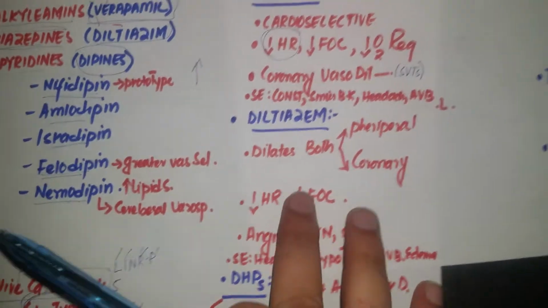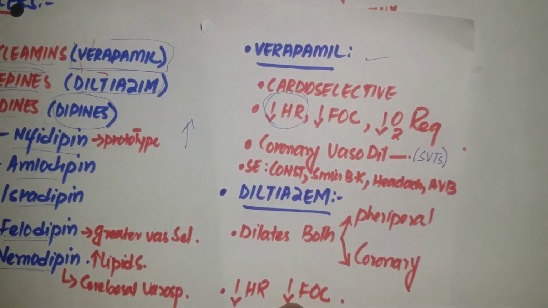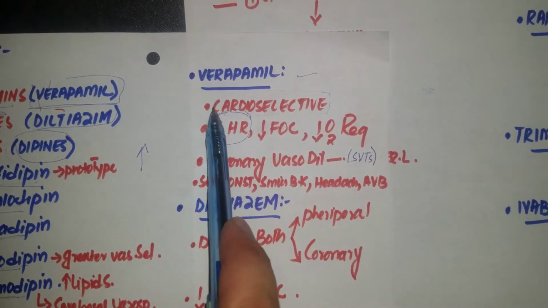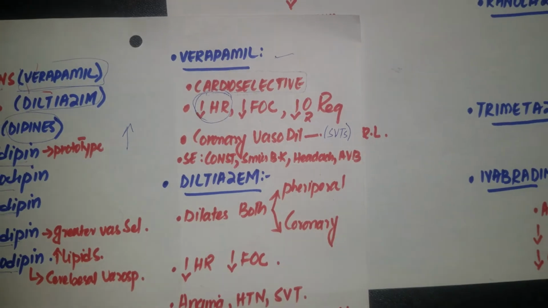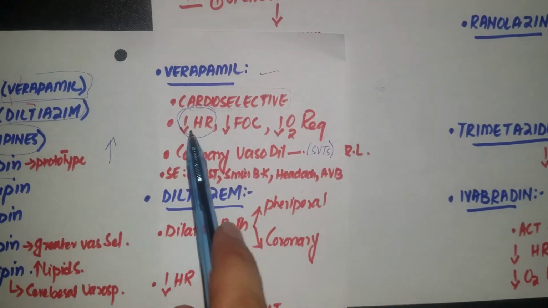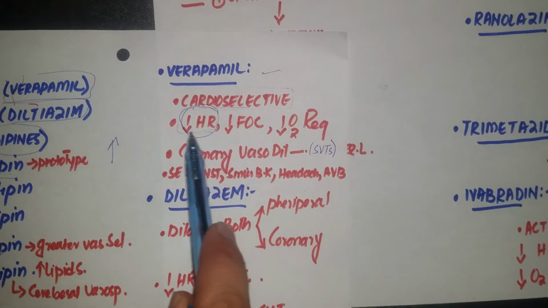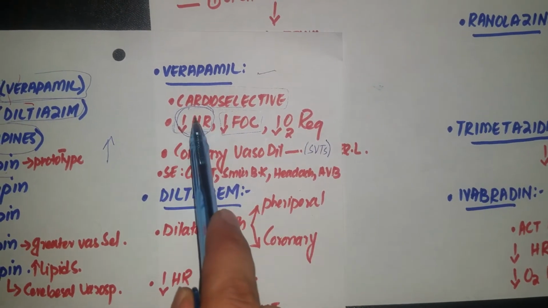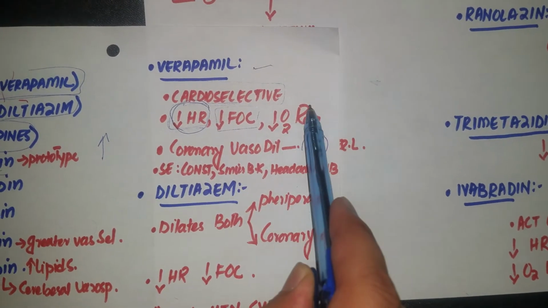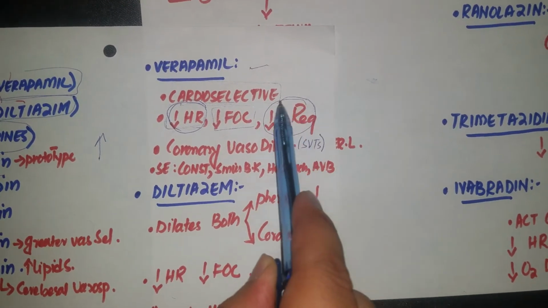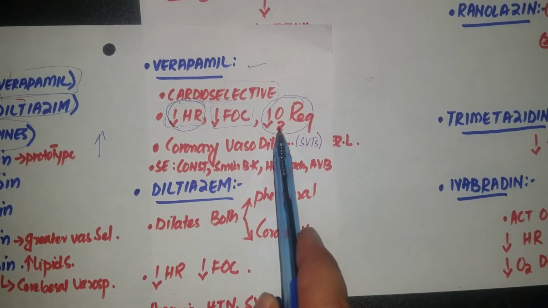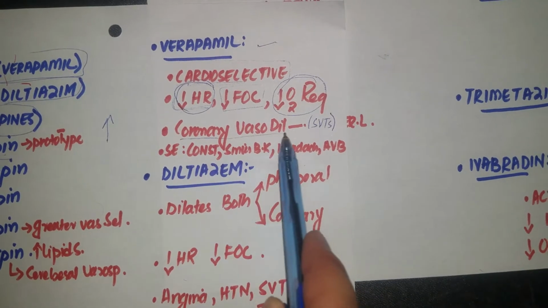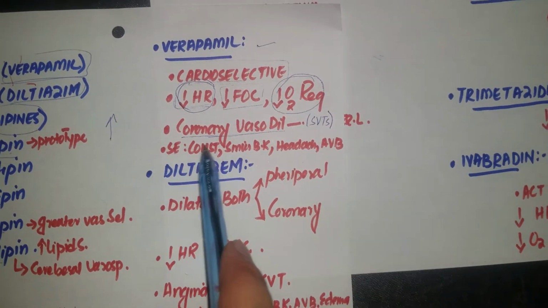Coming to the explanation of some of the calcium channel blockers, the first one is verapamil, a very important drug, and it is cardioselective. It means that it mainly acts on the calcium channels of the heart. So it will decrease the heart rate by acting on the SA node. It will decrease the force of contraction. So by decreasing the heart rate and force of contraction, less oxygen will be required for the heart, which is our target. It will also cause coronary vasodilation.